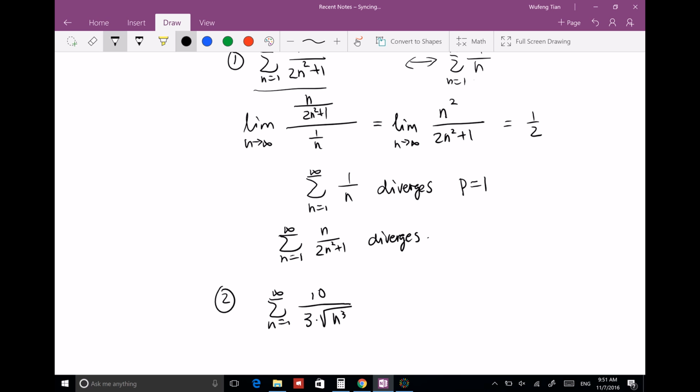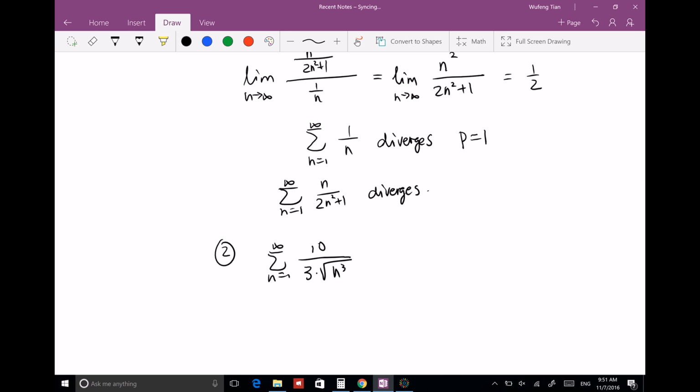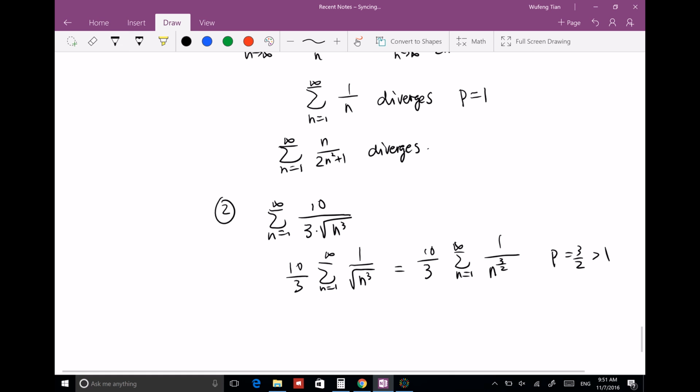Alright, since we are almost running out of time, I'll just write this as quickly as possible. You can write this as 10 over 3, sum from n equals 1 to infinity. The constant you can take out, and what remains is 1 over square root of n cubed. So this is 10 over 3, sum from 1 to infinity of 1 over n to the 3 halves power. Use the p-series, p is 3 halves, which is bigger than 1, therefore this series converges. Okay, alright.